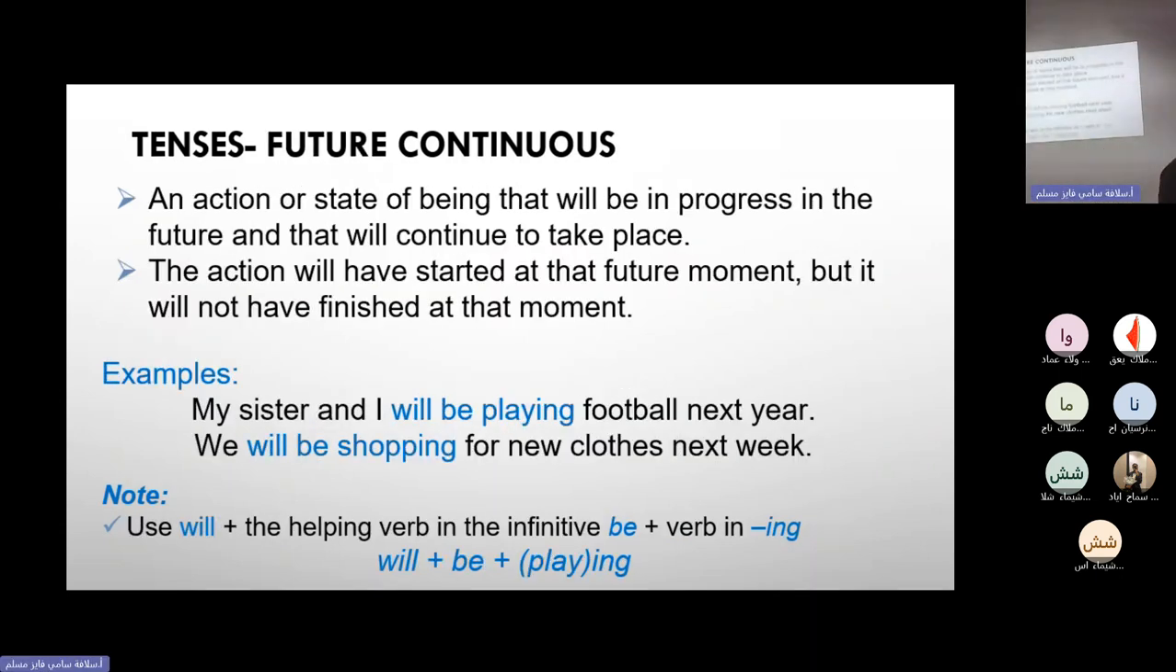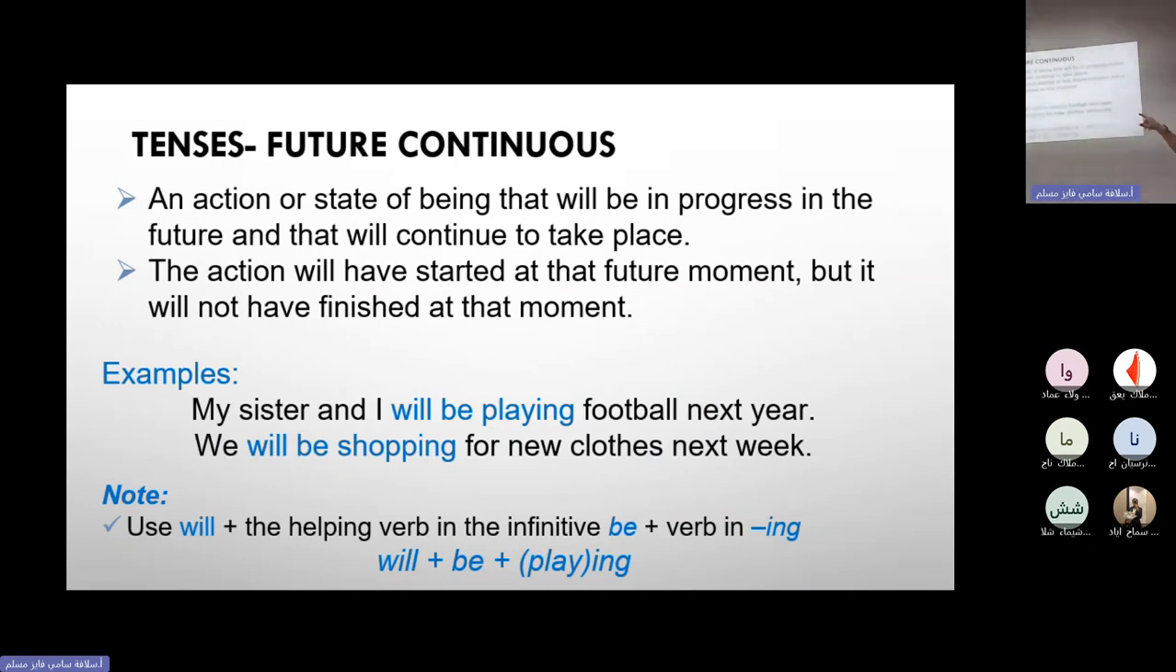وآخر واحدة في continuous يعني in the future. When do we use it? For an action that will be in progress in the future and that will continue to take place. حتبلش في المستقبل وحتستمر لفترة في المستقبل. The action will have started at that future moment, but it will not have finished at that moment. عشان هيك progress. Okay.